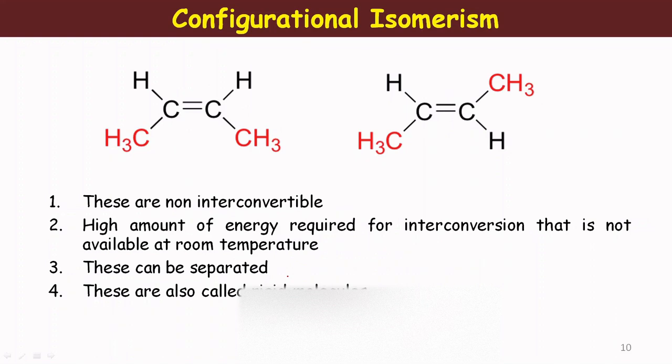So next one is configurational isomerism. They are non-interconvertible, so a high amount of energy is required for interconversion, which is not available that easily at room temperature. These isomers can be separated out. So they are actually rigid molecules. We are going to learn about them in detail in the upcoming classes.